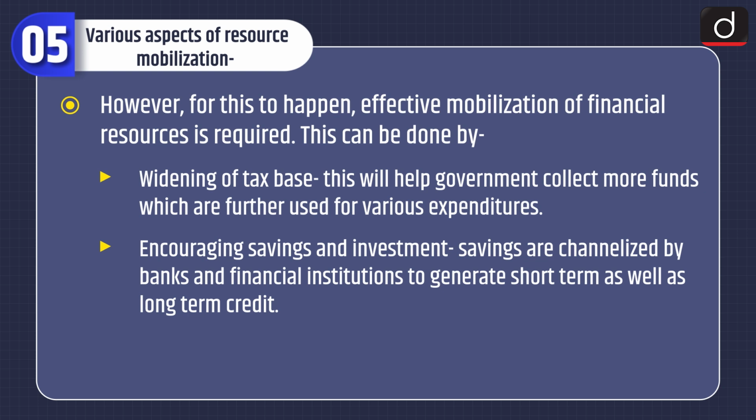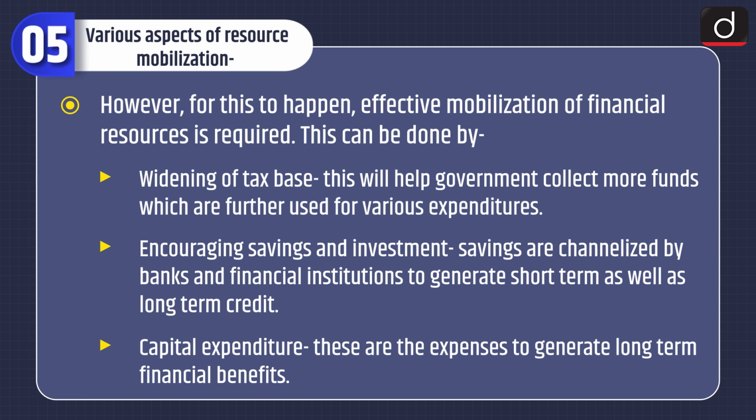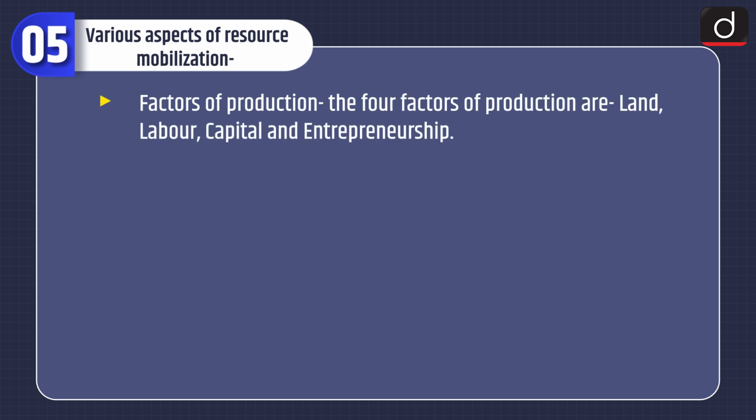Encouraging savings and investment. Savings are channelized by banks and financial institutions to generate short-term as well as long-term credit. Capital expenditure. These are the expenses to generate long-term financial benefits. And factors of production. The four factors of production are land, labor, capital, and entrepreneurship.